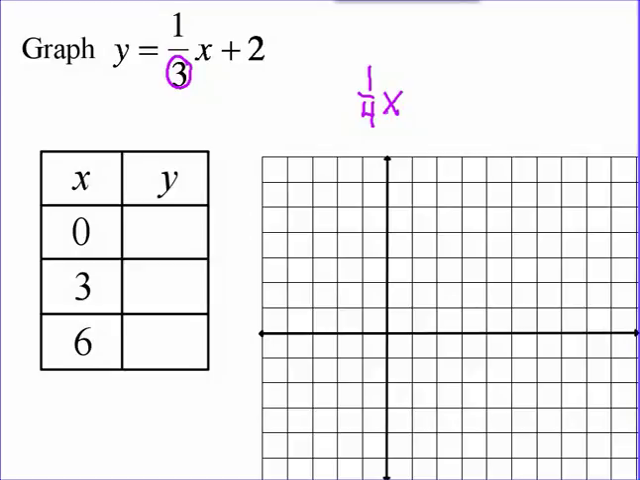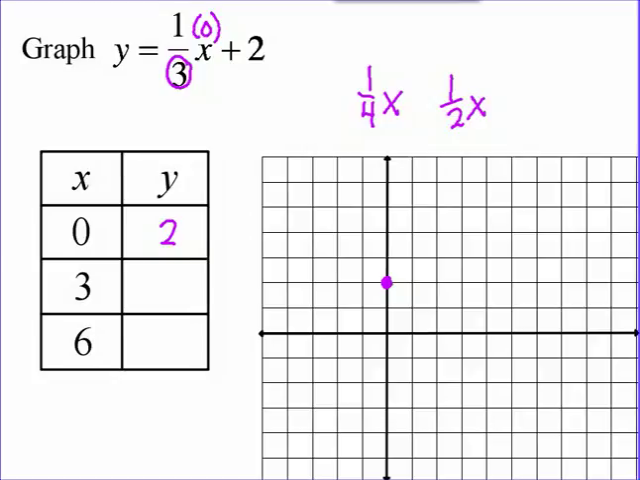If it would have been 1/2 x, you could have done 0, 2, and 4. The whole purpose of doing the multiples of 3, 2, and 4 is that your answers are going to be a lot easier. So if I plug in 0 here for x, I end up getting 1/3 times 0. What's 1/3 times 0? 0. Add 2, and you get 2. So I'm going to come over here and place a dot at 0, 2.